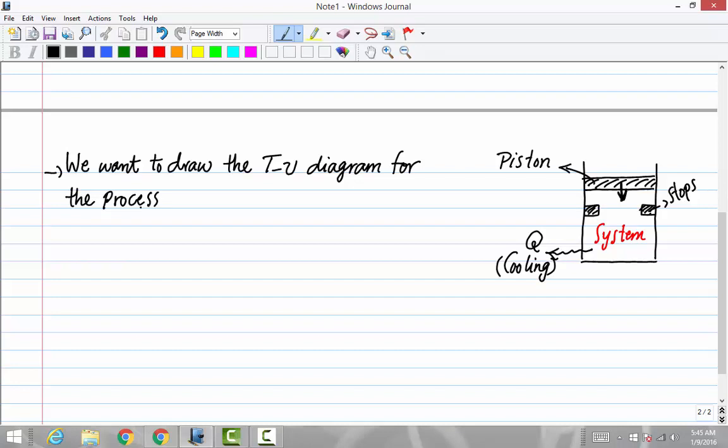We want to draw the T-v diagram. It's asking for a diagram for the process. So a process consists of different processes, like 1 to 2, 2 to 3, 3 to 4, some specific checkpoints. Before I define this process, I need to know exactly what checkpoints I'm passing through.